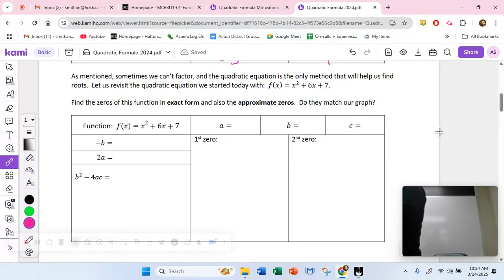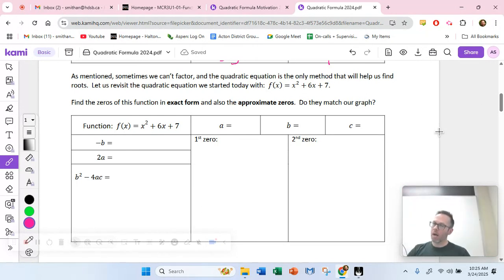I do have a talking point. There is a difference in expectations between the 3U and 3M courses in terms of how we state the solutions here. So if you want to work ahead a little bit, that's fine, but I do have some things to talk about with both groups. But let's proceed. 1, 6, 7 is our ABC. The negative of B would just be negative 6, negative this time. 2 times 1 is 2, last time that I checked.